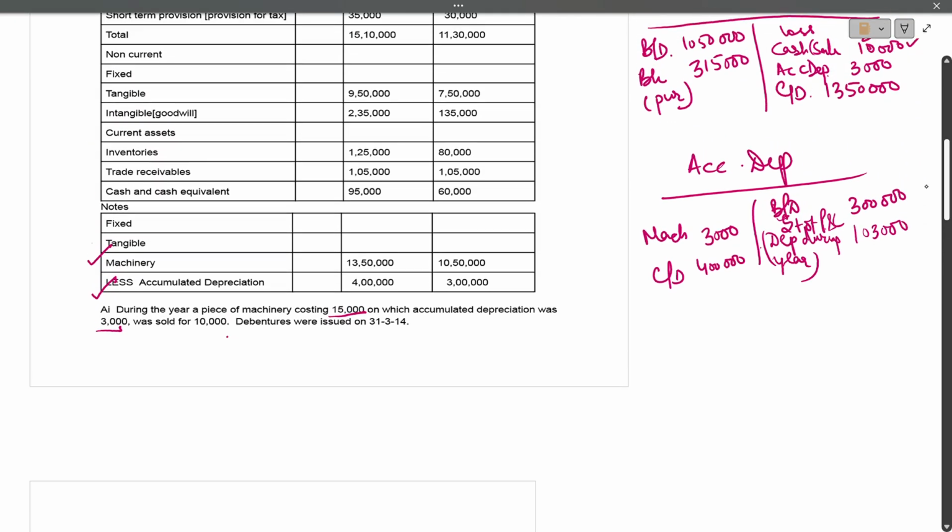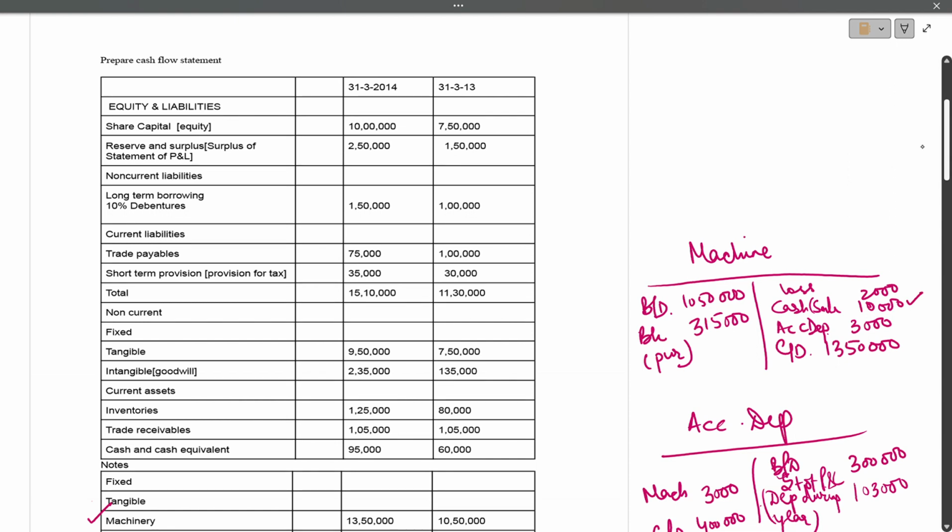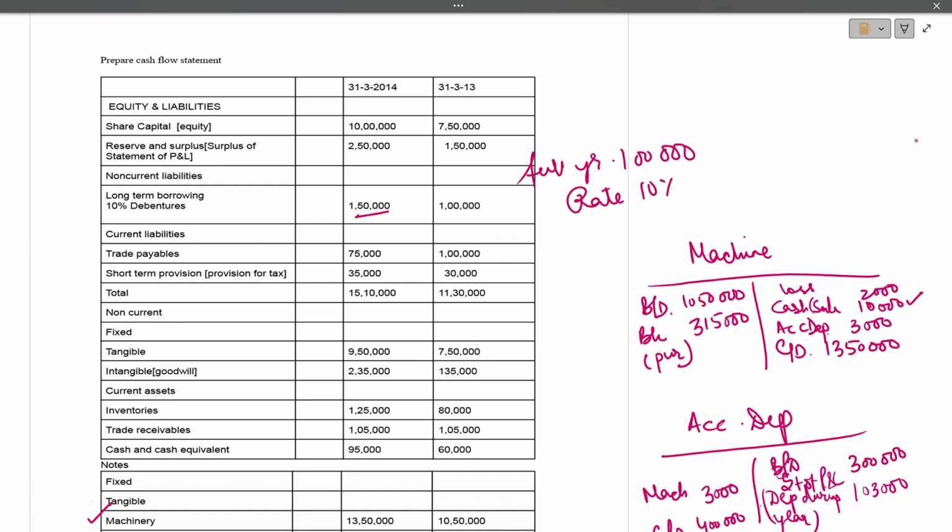Then comes debentures. Debentures were issued on 31st 3/14. That means on last day. Let's see the amount of debentures. They were issued on last day. So for full year, we had debentures of 1 lakh and rate is 10% per annum. So interest on debenture is equal to 10,000 rupees.